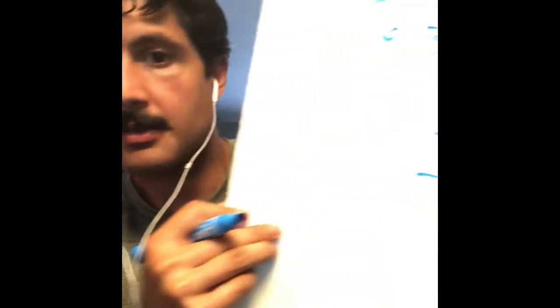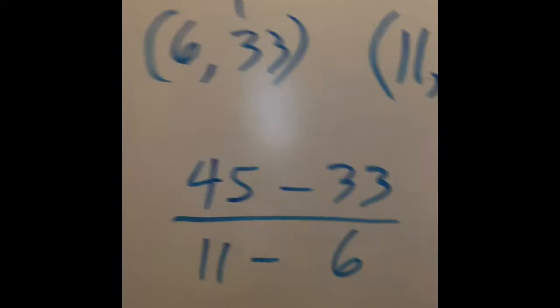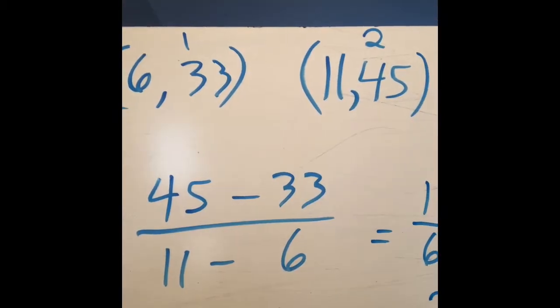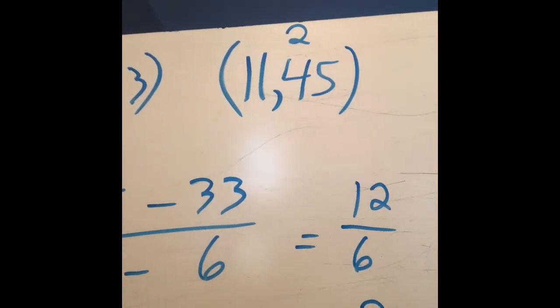Again, this should be, at this point, fairly simple. You should have been working on the slope equation for a while now, so we should be able to pop this in relatively quickly. So y2 is 45, y1 is 33, x2 is 11, x1 is 6, equals 12 over 6 equals 2. Okay, 45 minus 33 is 12, 11 minus 6 is 6.